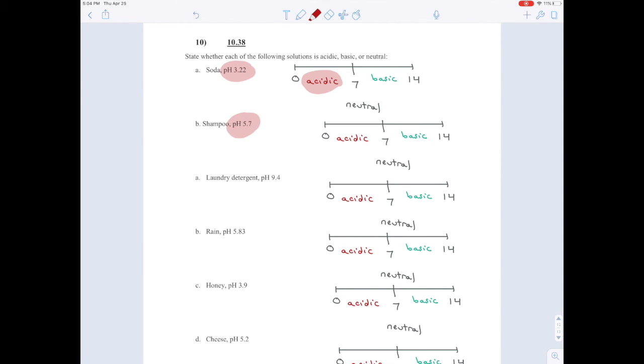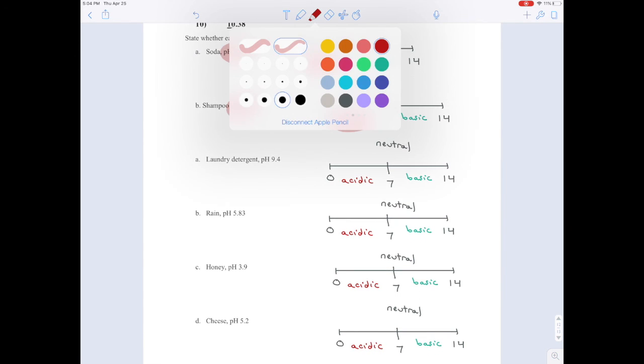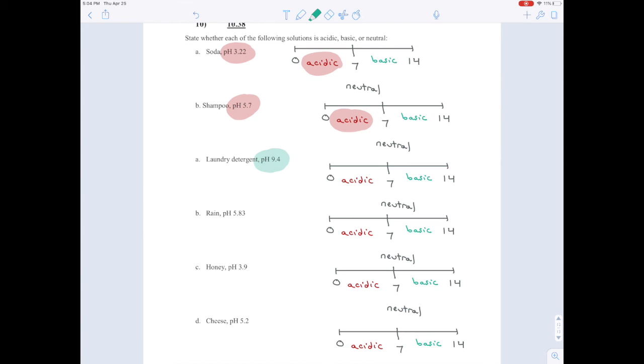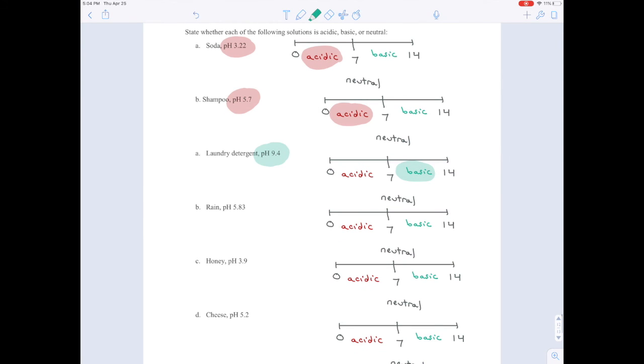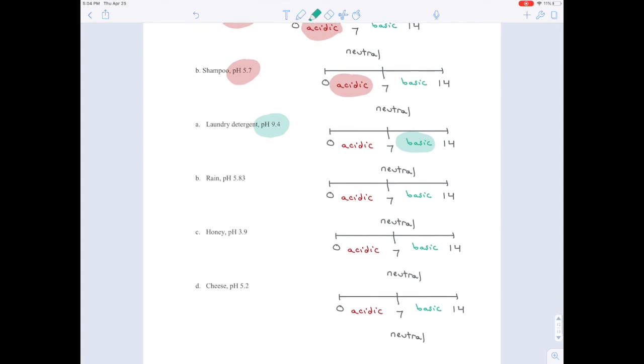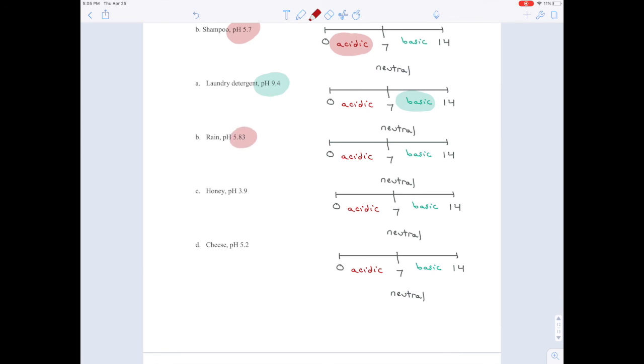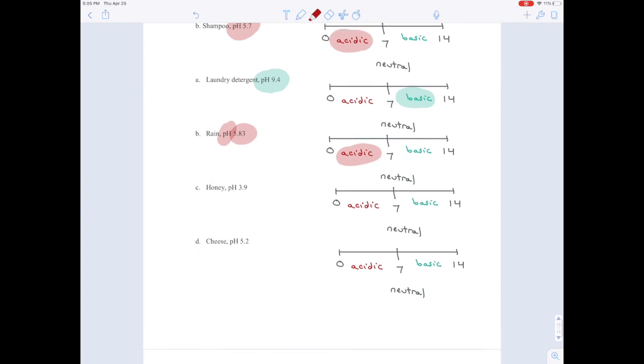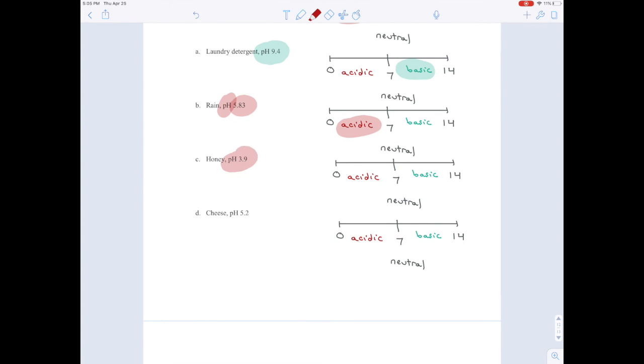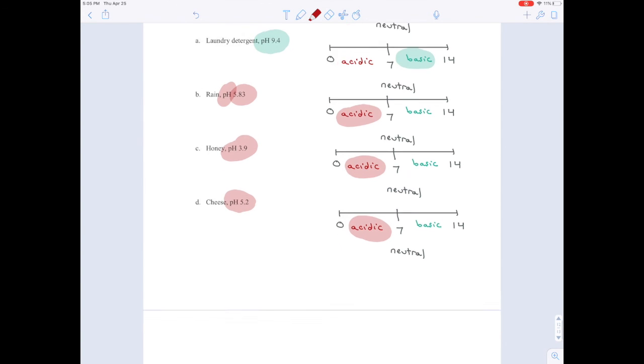Shampoo has a pH of 5.8, between 0 and 7, so acidic. Laundry detergent has a pH of 9.4. That's between 7 and 14, so it's basic. It would push and pull whatever you put into it differently than shampoo would. Rain, pH 5.83. So it is acidic because it's between 0 and 7. Honey, pH 3.9, between 0 and 7, so it's acidic. Cheese, pH 5.2, between 0 and 7, so it is acidic.